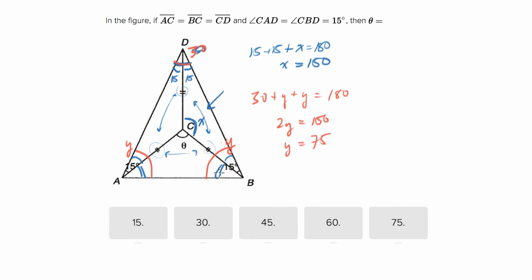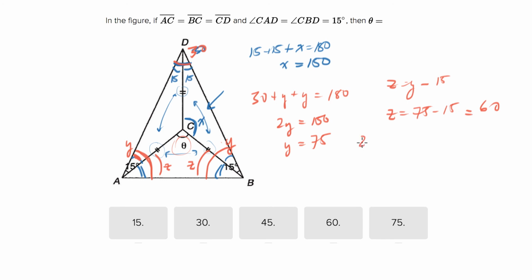Now, the angle that we care about is theta. We're getting closer to it. We can calculate, say, this one down here. Let's call that z. That angle is y minus 15, right? We have the whole y, and we have this little 15. So if z equals y minus 15, and y is 75, z equals 75 minus 15, which equals 60.